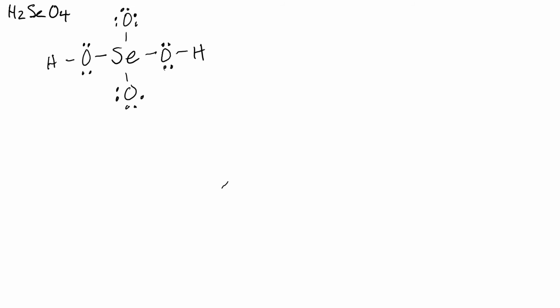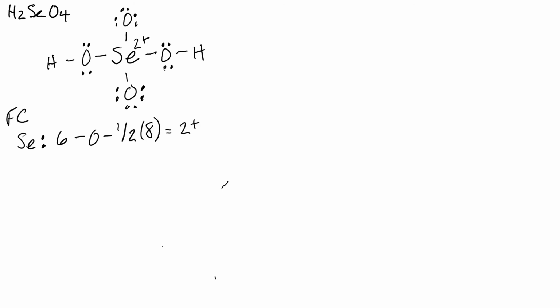We don't have any charge on this structure, or the formula overall, so the formal charges need to add up to 0. Remember, we don't need to be concerned about the hydrogens, but we'll calculate formal charge for both selenium and oxygen. So formal charge for selenium, 6 valence electrons minus 0 non-bonding minus 1/2 times 8 gives us a formal charge of 2+.